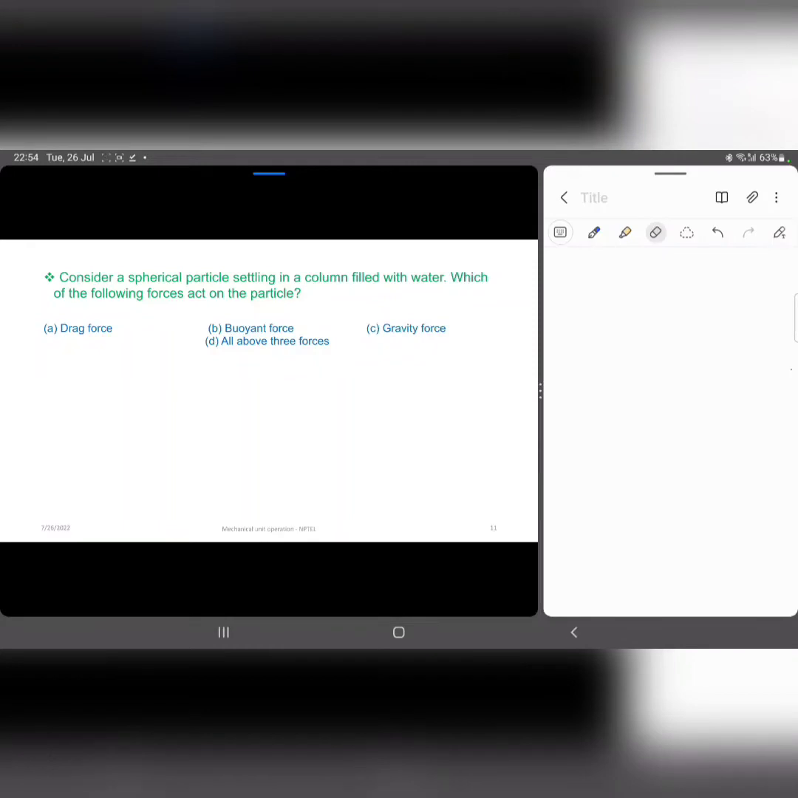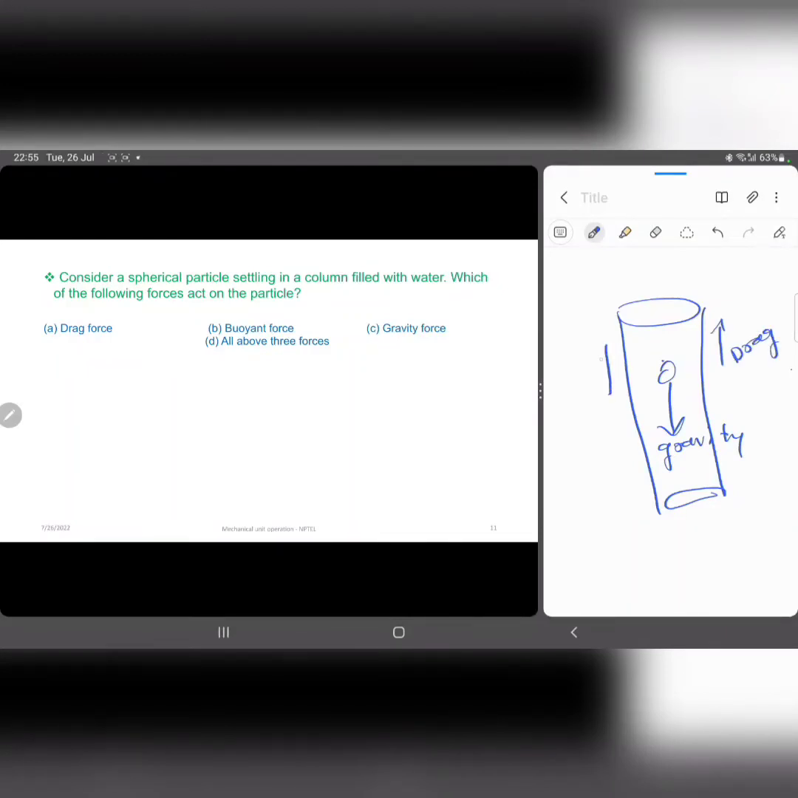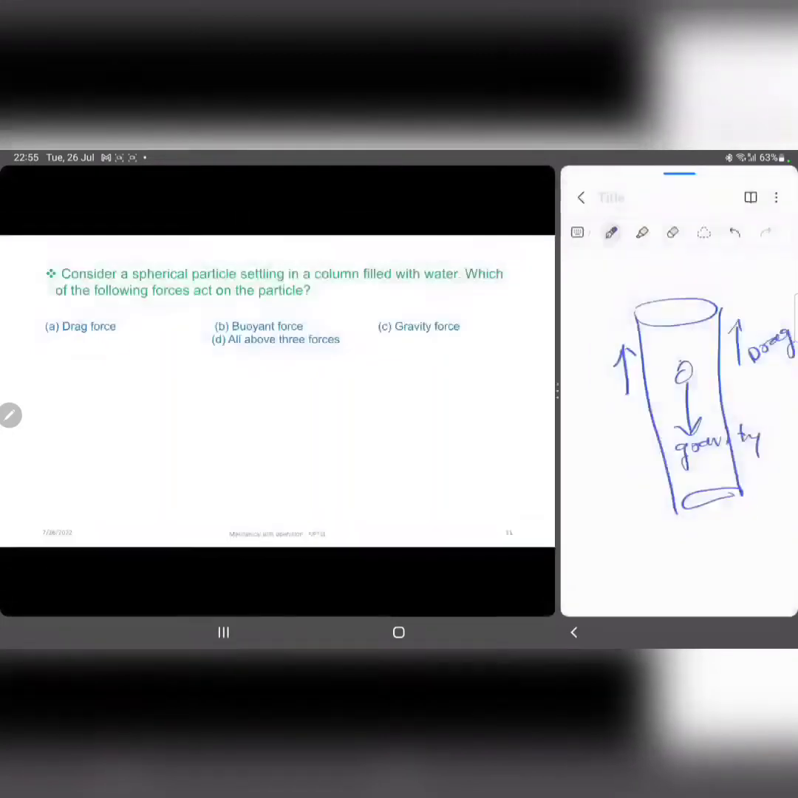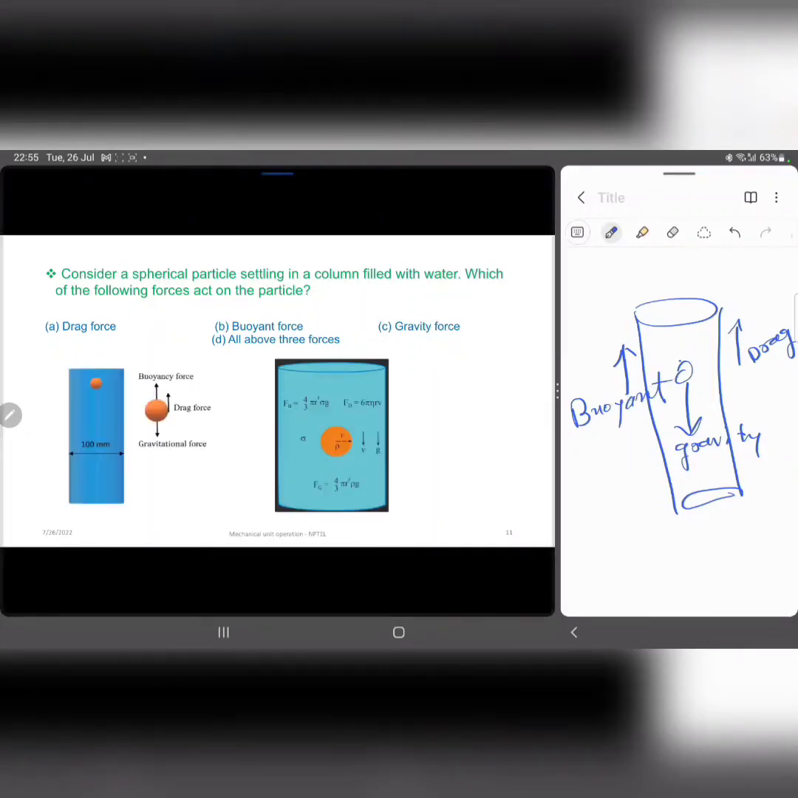As I already mentioned, whenever a settling-of-particle experiment is performed, there is a gravitational force, there is a drag force, and there is a buoyancy force or buoyant force. So these three forces are always there. So the answer will be all three. The same thing you can see here: any particle has drag force, buoyancy force, and gravitational force.